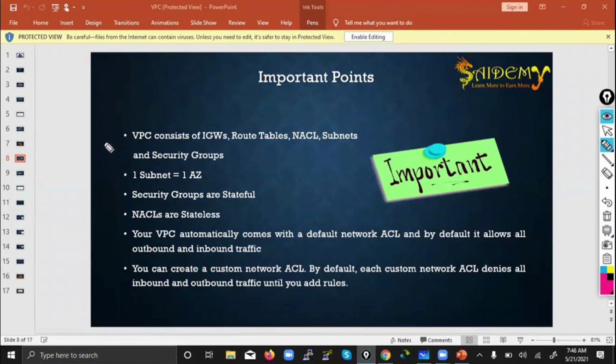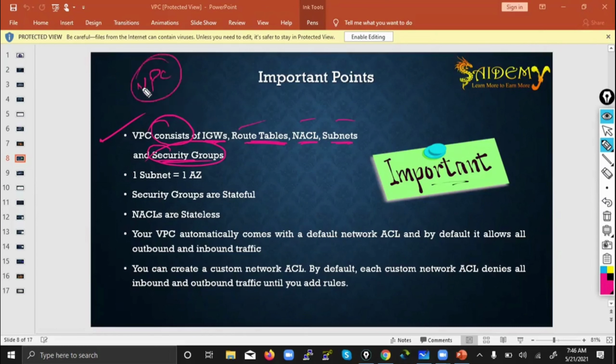And inside VPC, what are the things we have discussed? Internet gateways, route tables, NACL, subnets, and security groups. So "consists of" means just remember it like that. Some of you might be thinking we did not create security groups as a part of VPC, no? Okay, only these are part of VPC, you might be thinking. The simple rule is whenever you delete a VPC, what happens?